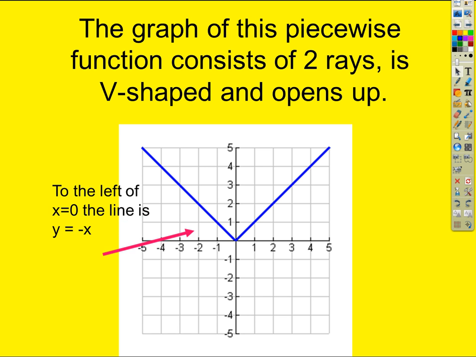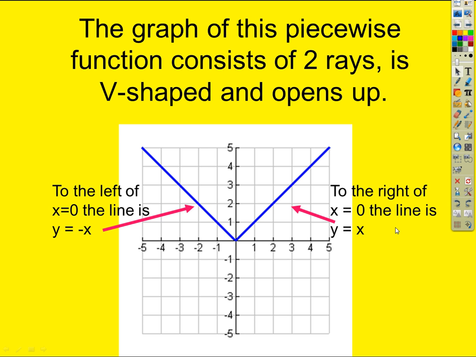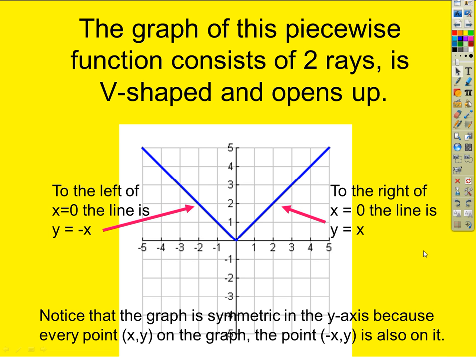So the left side, in this case, if it's the absolute value of x, is just negative x. Like we said, the right side is x. The anatomy of an absolute value function: we're going to call these the legs of the function. The two sides we call legs. The vertex is the point right here. That's the most important point on the function, because it's sort of the anchor point.